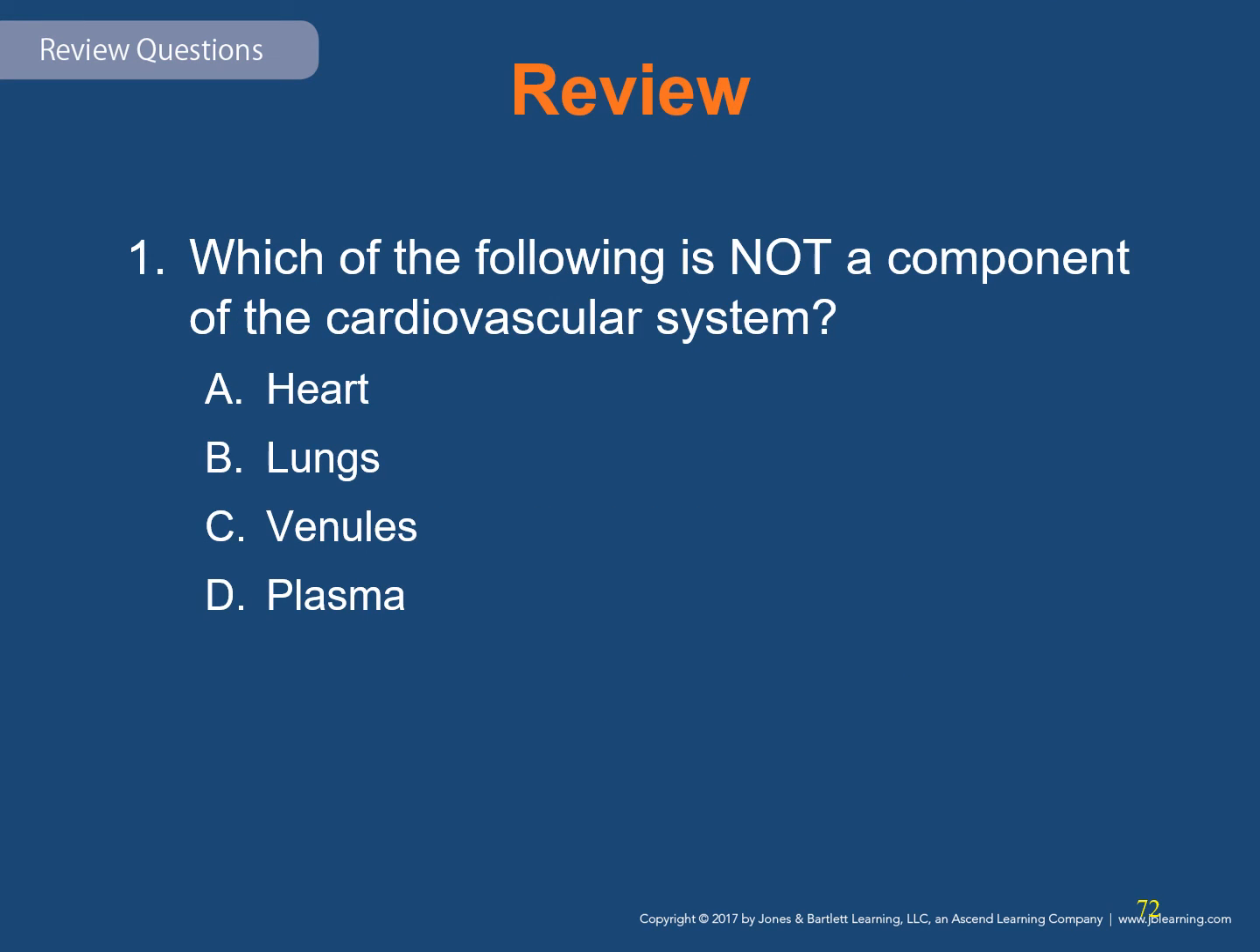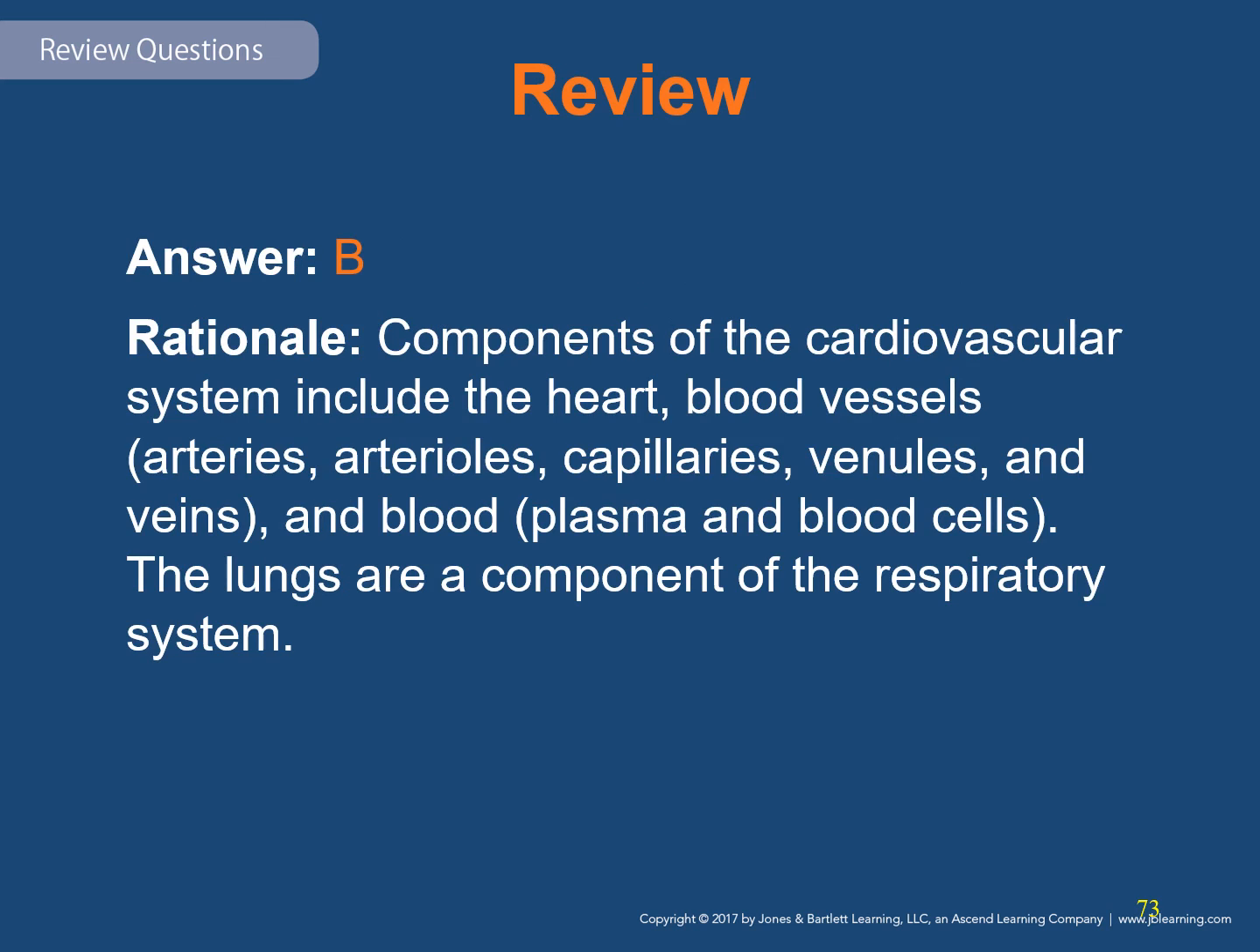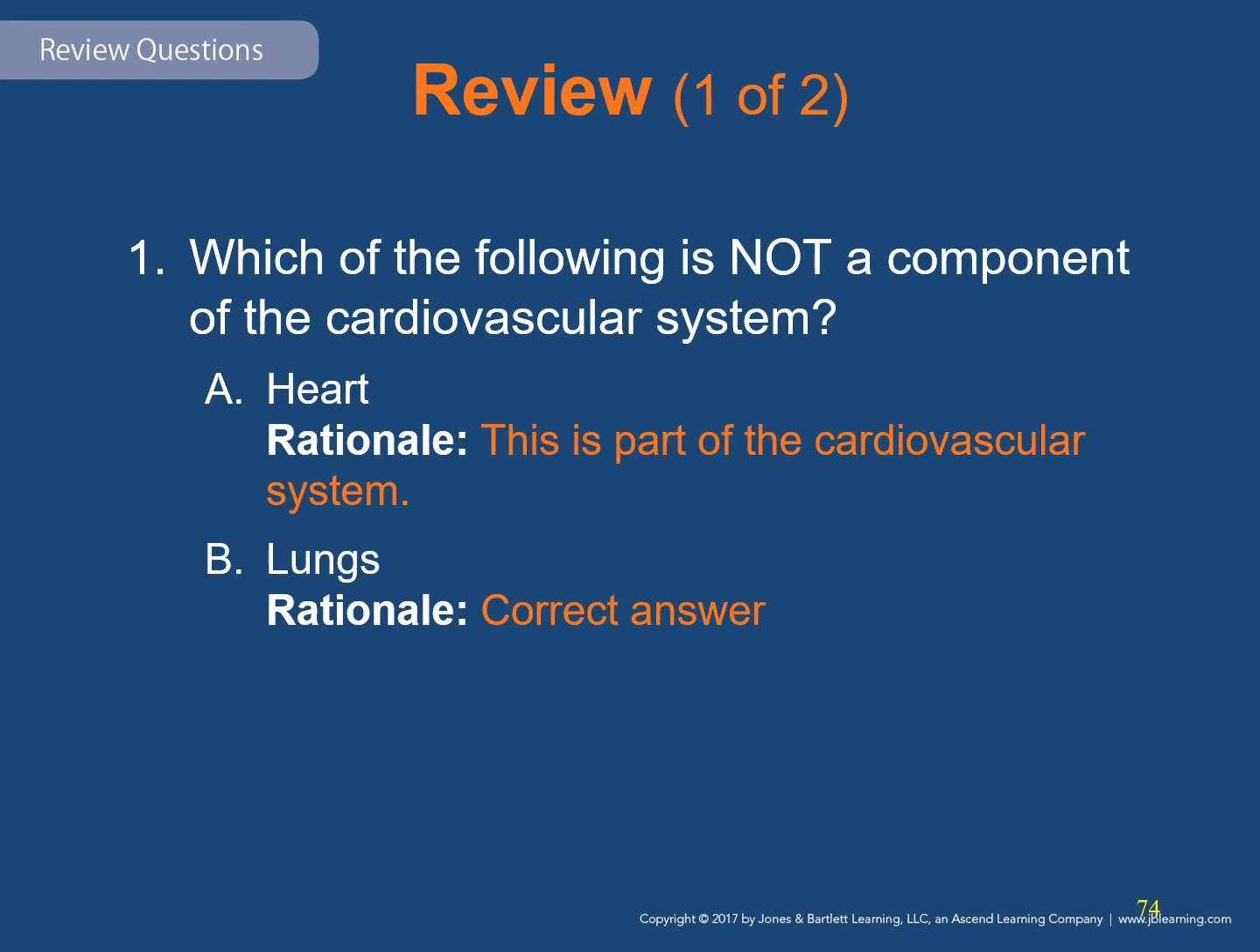Okay, class, let's go over some review questions. Review question 1. Which of the following is not a component of the cardiovascular system? A. Heart. B. Lungs. C. Venules. D. Plasma. The correct answer is B. Components of the cardiovascular system include the heart, blood vessels, arteries, arterioles, capillaries, venules, and veins, and blood, plasma, and blood cells. The lungs are a component of the respiratory system.